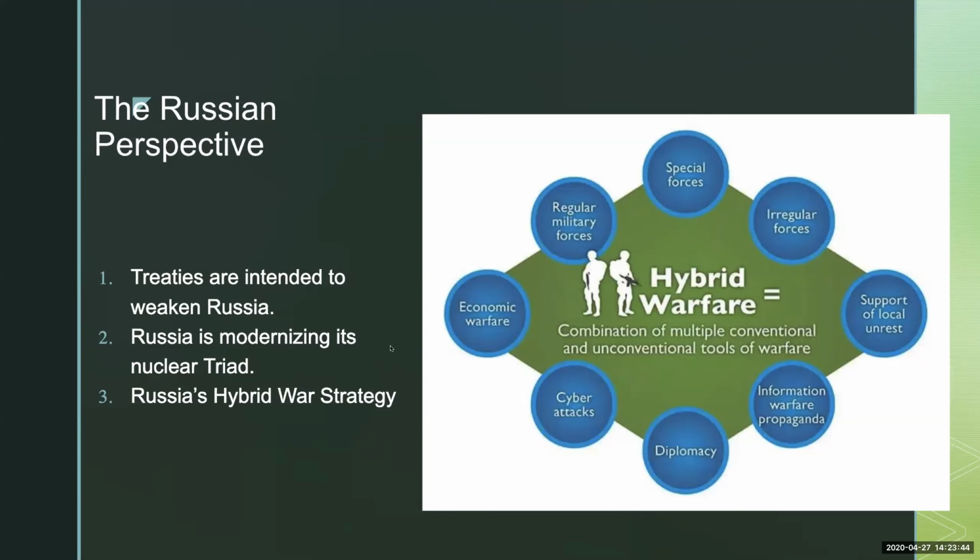And then lastly, Russia is focusing more on a hybrid war strategy. One example is the conflict in Ukraine. And the number of undeployed nuclear warheads is increasing. And they're also looking at low-yield nuclear weapons. Next slide.